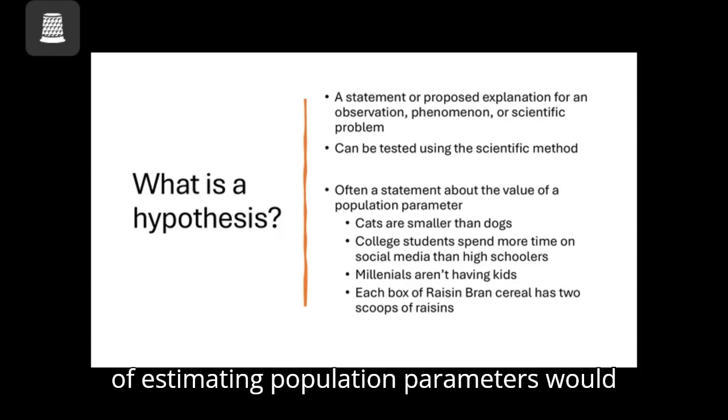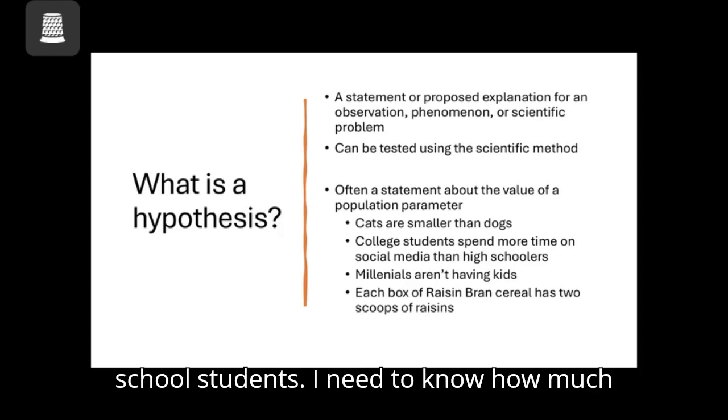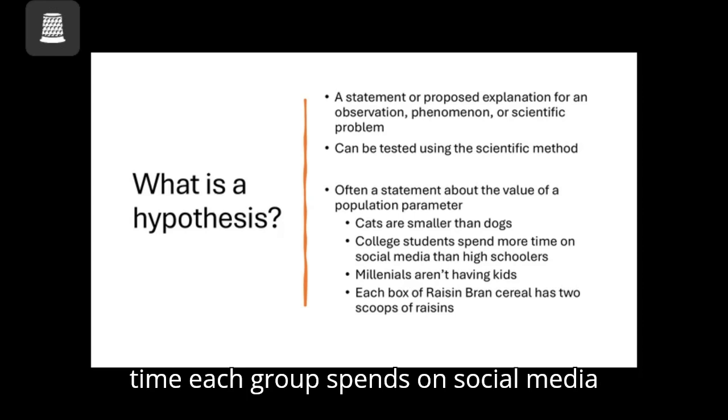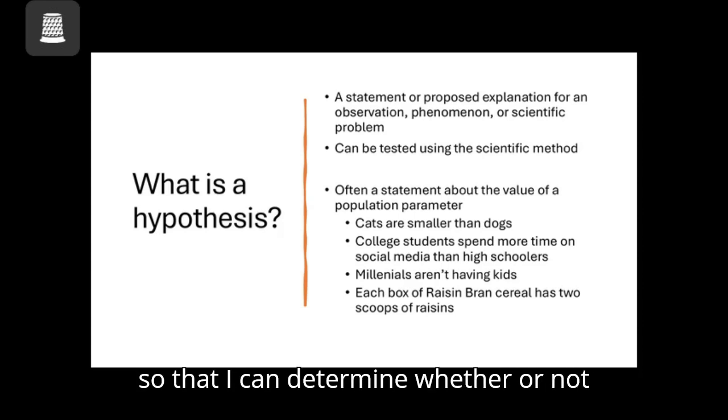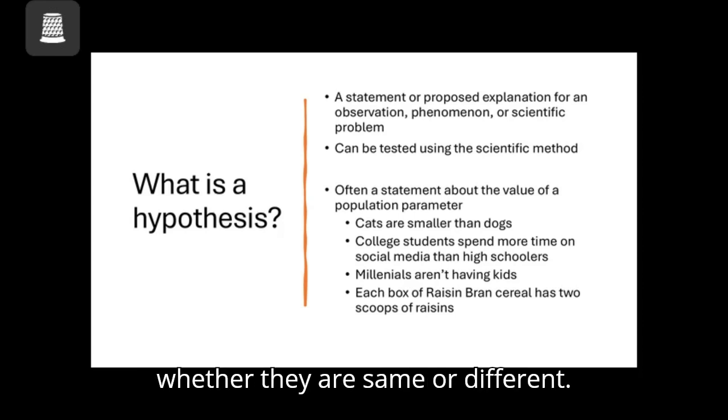Another example of estimating population parameters would be saying that college students spend more time on social media than high school students. I need to know how much time each group spends on social media so that I can determine whether or not they are the same or different.